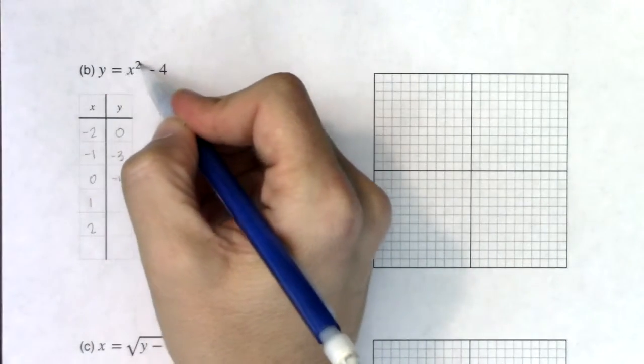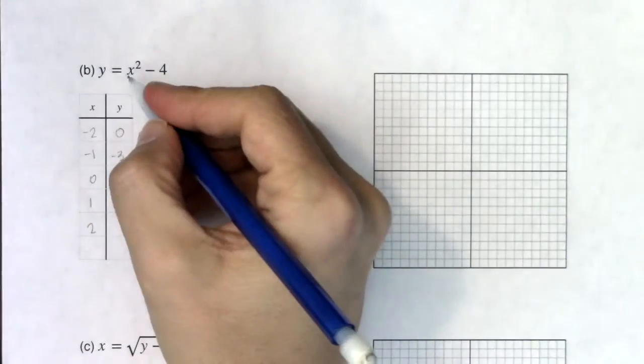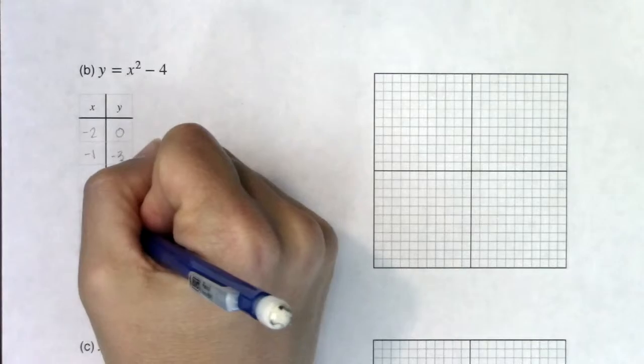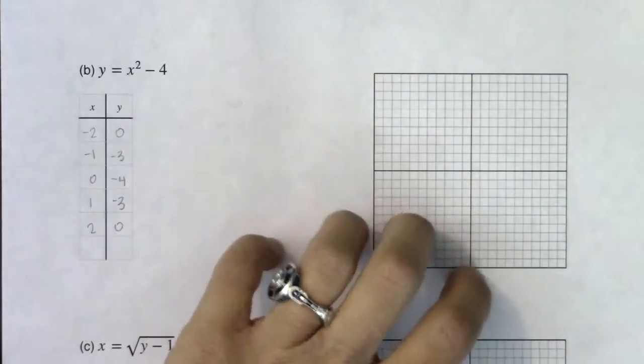All right, 1. 1 squared is 1. 1 minus 4, -3. And then 2 squared is 4. 4 minus 4, 0. All right, so I have my 5 ordered pairs. Let me see if that's enough to get the general graph here.